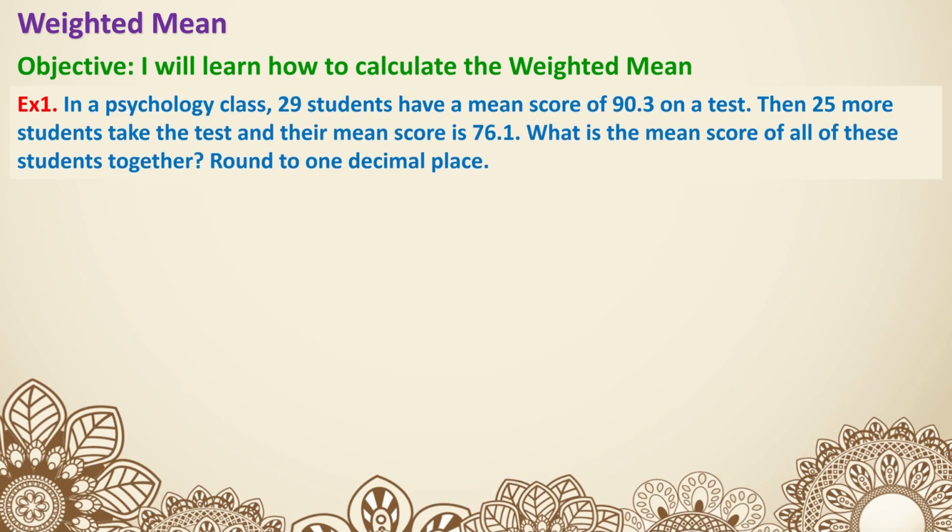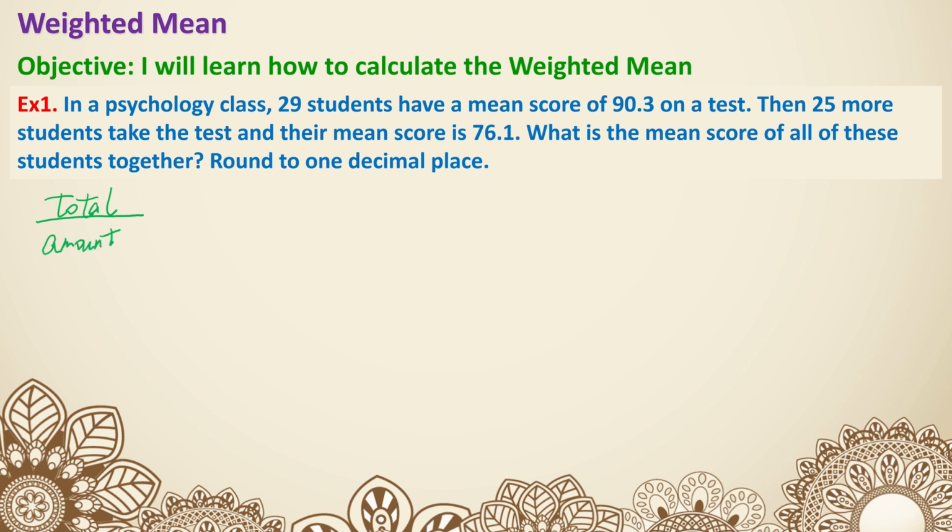Example 1. In a psychology class, 29 students have a mean score of 90.3 on a test. Then 25 more students take a test, and their mean score is 76.1. So it's a little bit different. We're not just adding up every single number and then dividing by how many students we have in total. We actually have 2 groups. But the definition for mean does not change. The definition for mean is still total divided by the amount of something that we have.